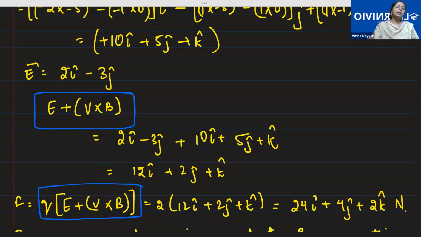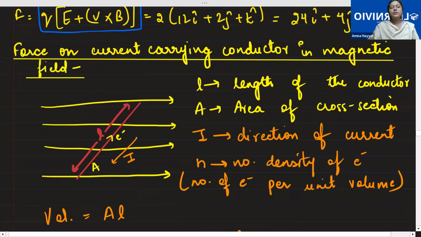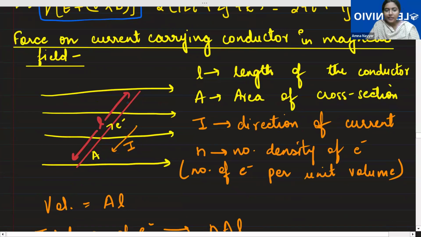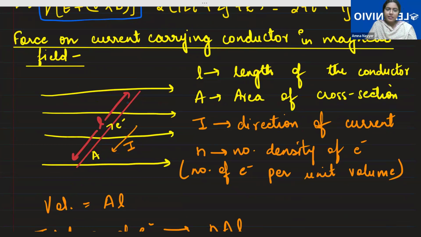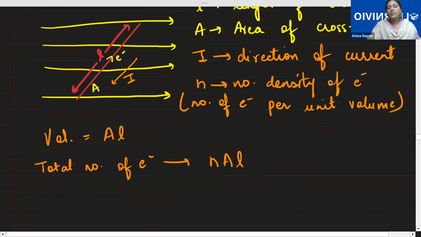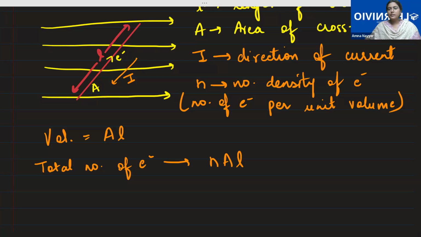Yes, ma'am. Okay. Now there is one more force on the current carrying conductor that we calculate. See, if a wire is present where electrons are moving, with a certain length. Length of the conductor is L, A is the area of cross section, I is the direction of the current, n is the number density of the electrons. Volume of the wire is area into length. Now, the total number of electrons, let's say, is nAL.